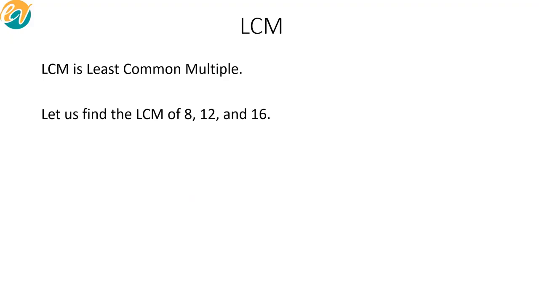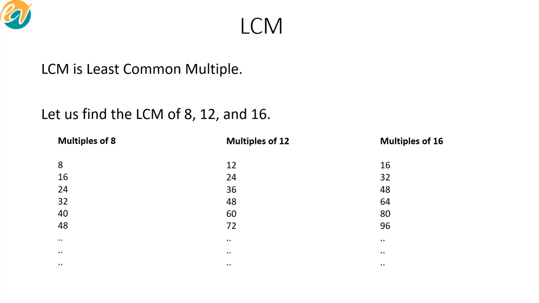Before we do that, let's first find out the multiples of 8. Again, as I said, barring 0 as an example, what would be the multiples of 8? 8 ones are 8, 8 twos are 16, 8 threes are 24, and so on. What would be the multiples of 12? 12 into 1 is 12, 24, 36, and so on. And what are the multiples of 16? 16 ones are 16, 16 twos are 32, 16 threes are 48, and so on. So these are the multiples of 8, 12, and 16 respectively.